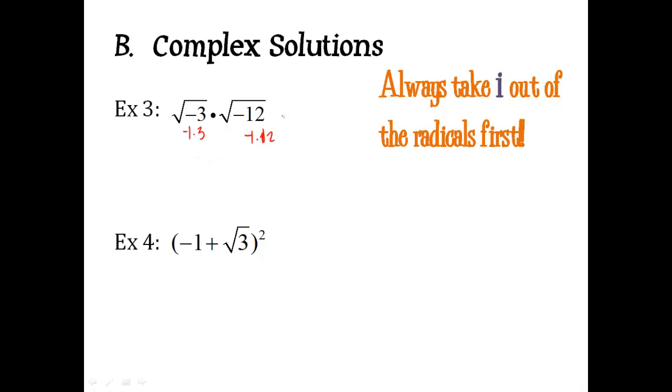So if I take out the i first, I have i square root of 3 times i square root of 12. All right? When I do that, I multiply outside to outside, inside to inside. So that's going to give me i squared times the square root of 3 times 12, which is 36. So we know i squared is negative 1. We know the square root of 36 is 6. So my solution is negative 6.